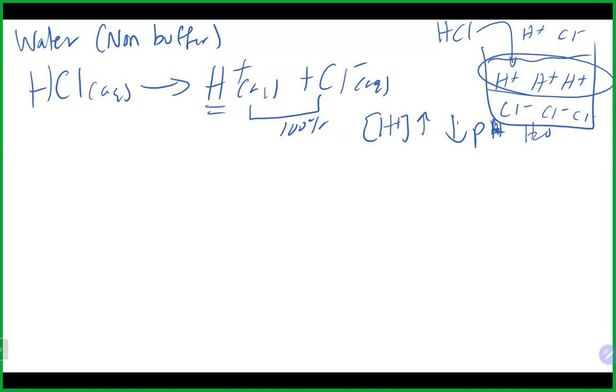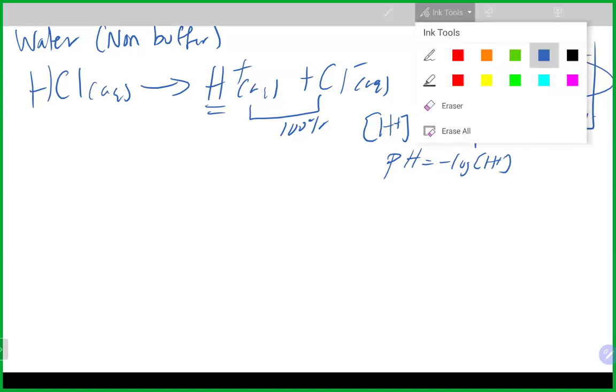And obviously the pH is calculated, as we know, as minus the log of the H+ concentration. As the H+ concentration increases, the pH decreases a lot, and that gives you that really big jump.